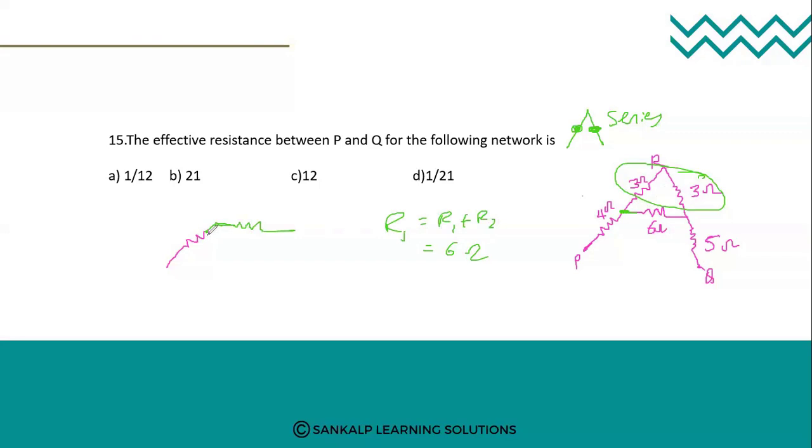So therefore now this 6 ohm is in parallel combination with one more 6 ohm. This is also 6 ohm and this is also 6 ohm. And here we have the 5 ohm. So one second, I'll draw this once again.